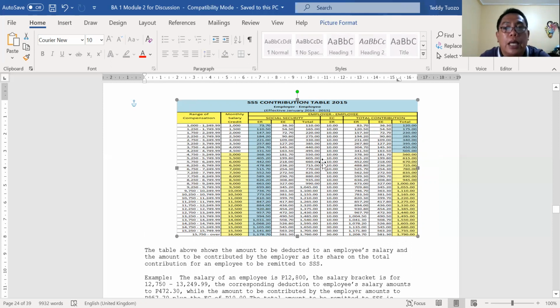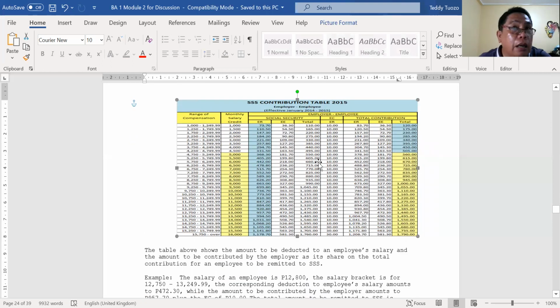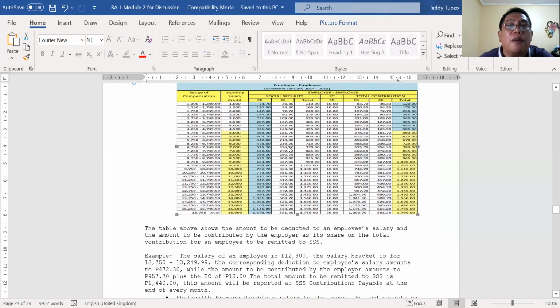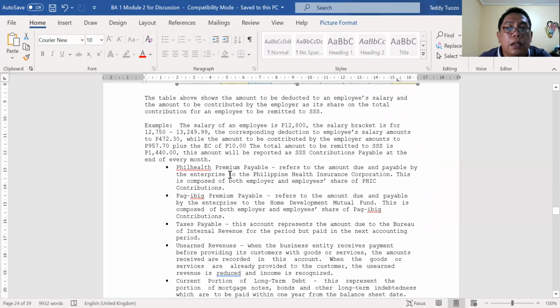Okay, so this is the SSS contribution table 2015, but actually it has already been replaced starting January 1, 2021. So it has new applicable rates, but you can just browse it from the internet. What is the latest SSS contribution table? And then I have an example here of how to use the table.